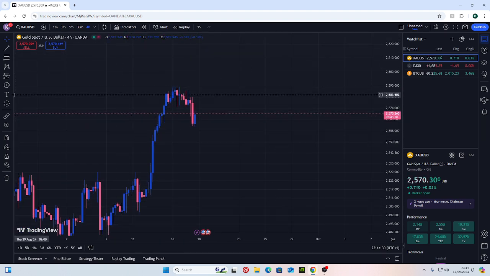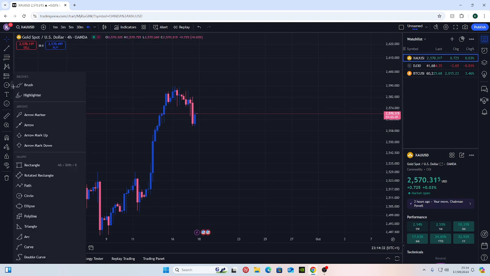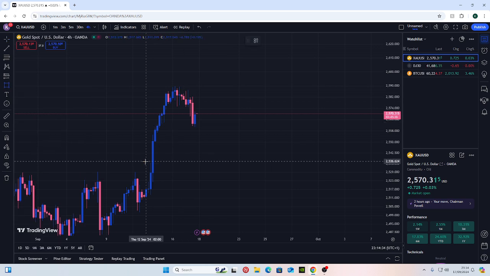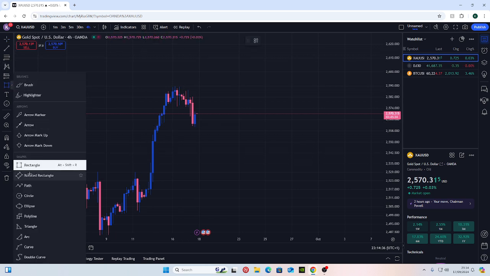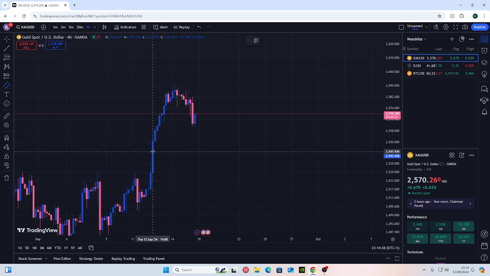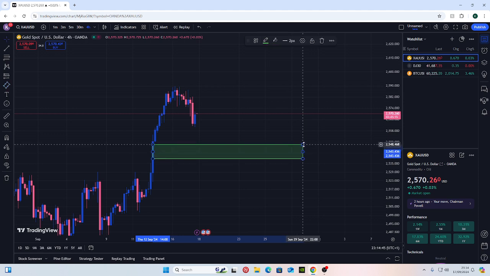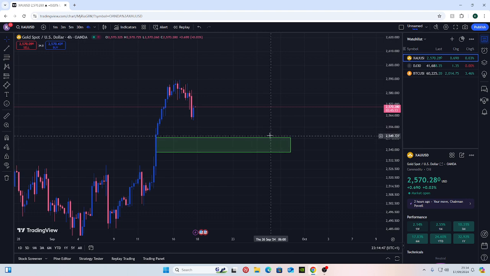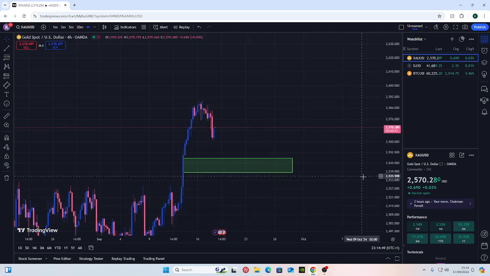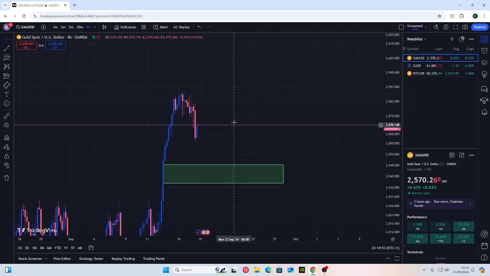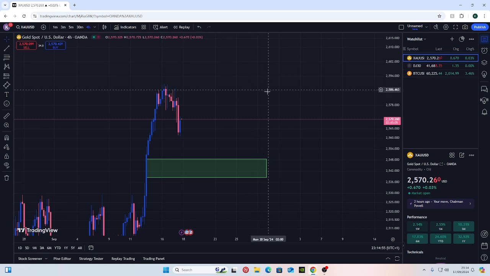Now what I like doing is targeting previous fair value gaps. So I'm just going to mark this out over there. Yeah, that should be good. So now I've got a previous fair value gap down here.